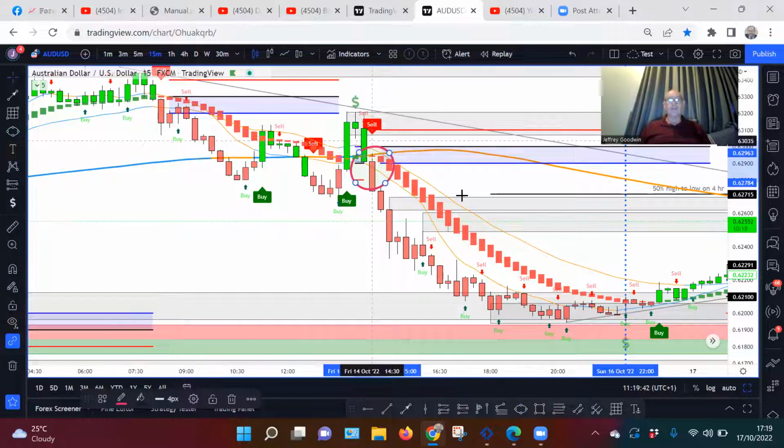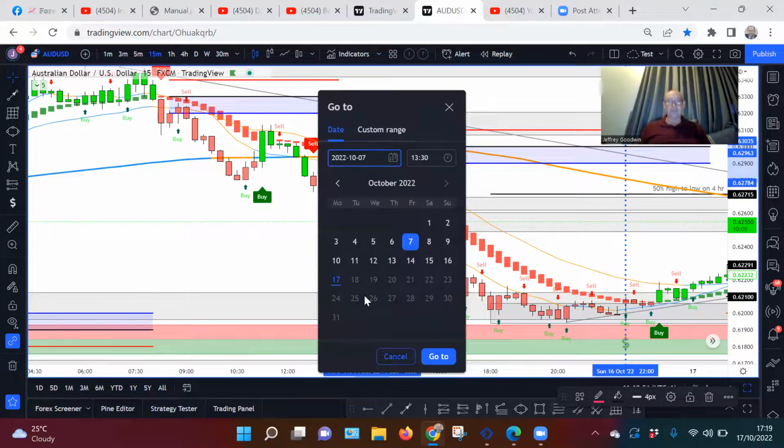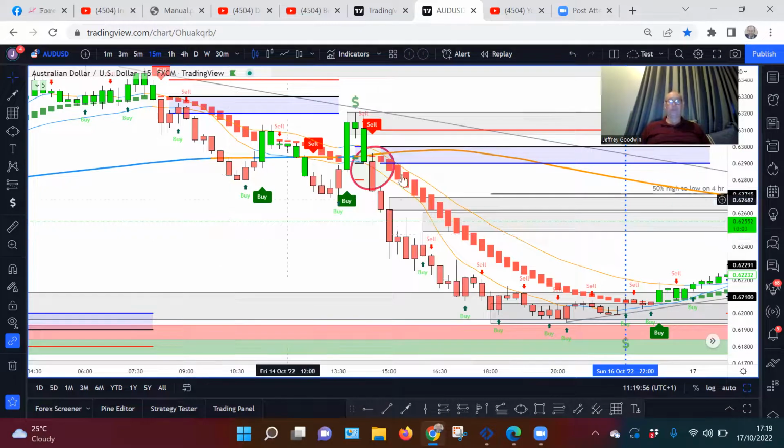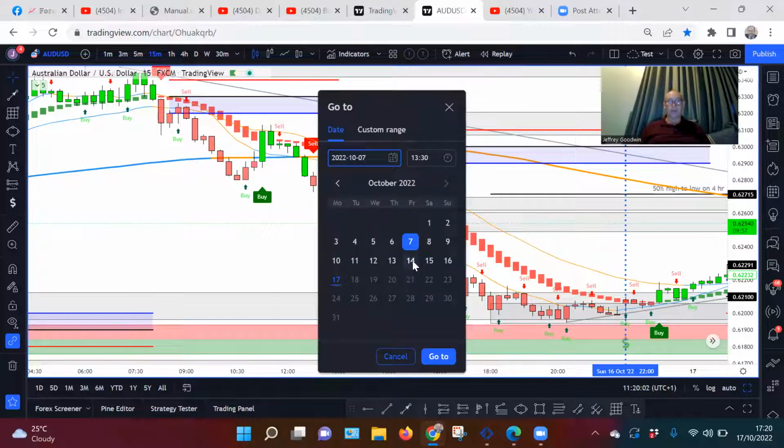Area just there. That was on Friday the 22nd, actually. Let me just put that Friday the 22nd in here. Just show you here. Friday the 22nd. Right? Oh, the 14th. Apologies.